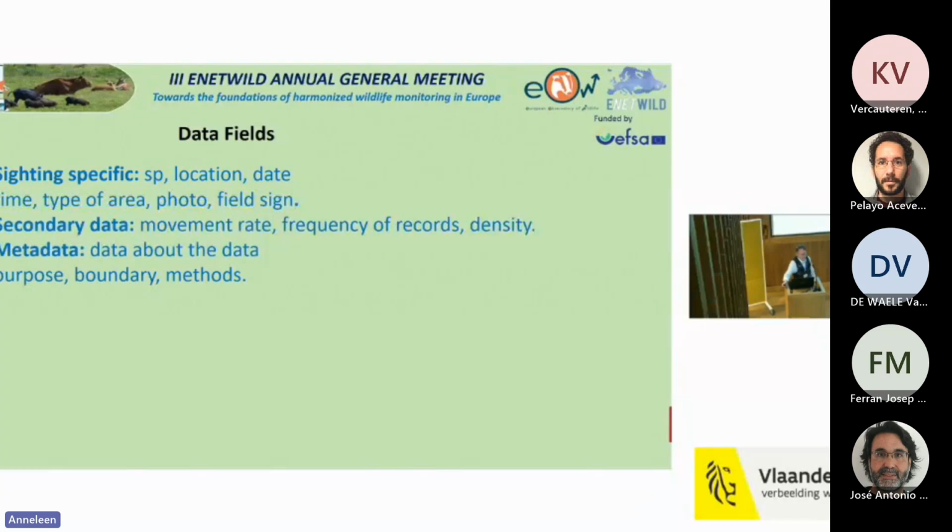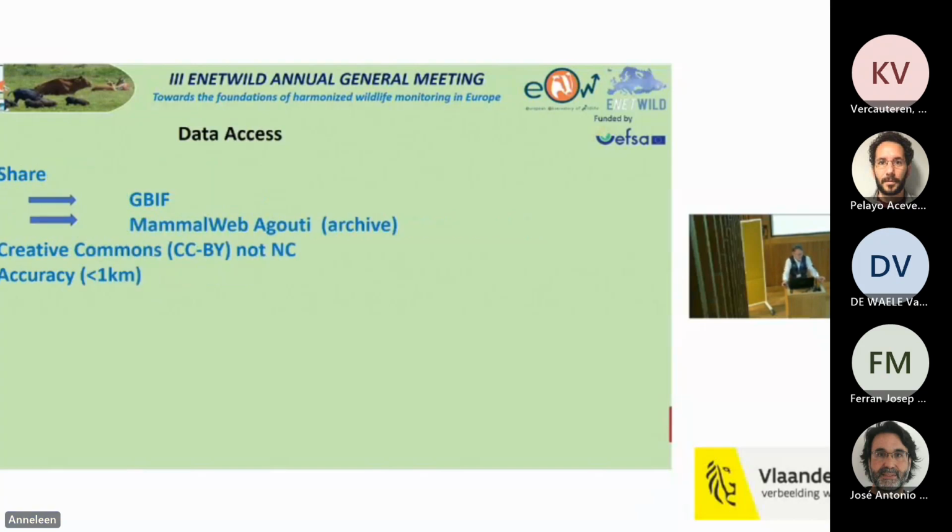So we've had these topics mentioned before. So you've got the sighting specific data. You've got the secondary data you can generate from that, such as movement rate. That doesn't follow into any general databases. That's separate. And then you've got the metadata, how you collected it. So those are the three kind of real important things that you need to be able to collate.